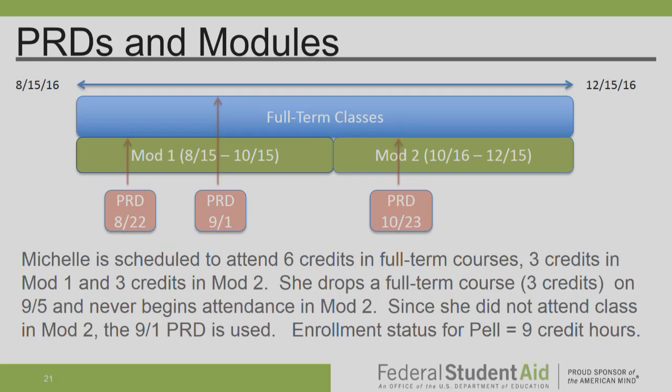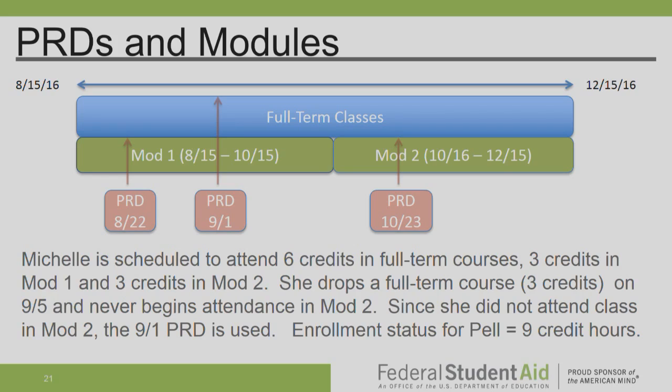Because Michelle never began attendance in a Module 2 course, was my 10/23 Pell recalculation date activated? It was not. So what do I need to do? I need to go to my latest activated Pell recalculation date, which was September the 1st. Do you see that? But notice he didn't drop that 3 credit hours for the full-term course until September 5. I get to count that one, don't I?